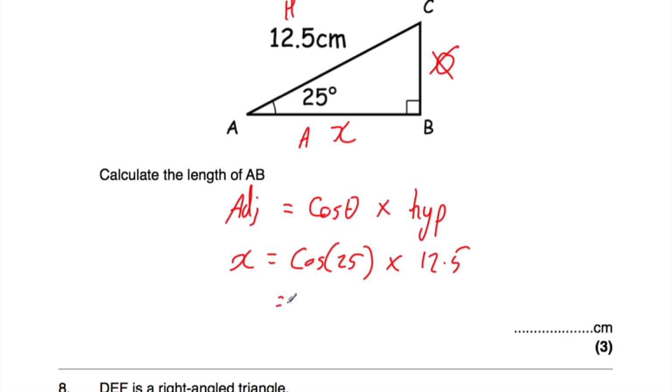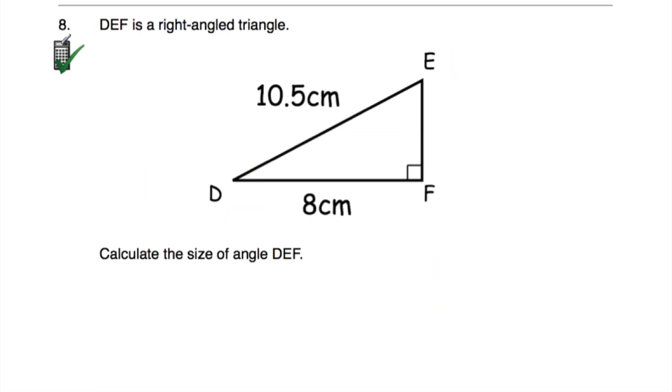So that's equal to the cos of 25, close brackets, multiplied by 12.5, which is equal to 11.3288 and so on centimeters. And if we round that to 2 decimal places, that'll be 11.33. So that means the length of AB is equal to 11.33 centimeters. And that's it.